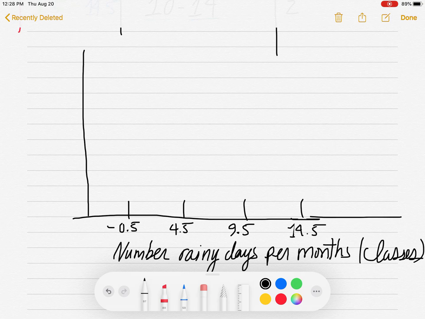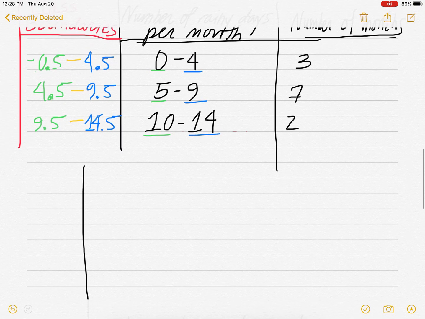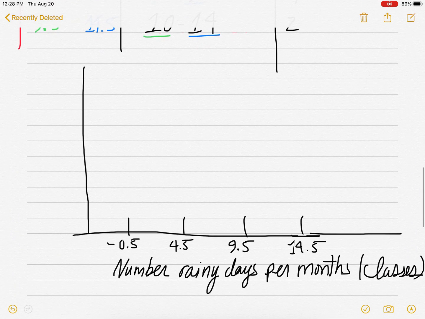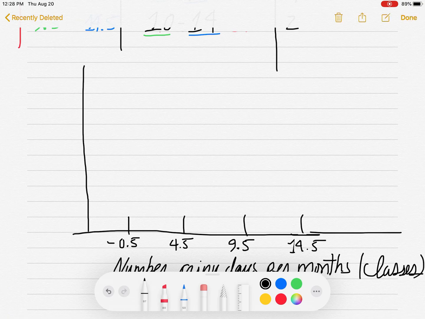Okay. And on the vertical axis, you're going to put the frequency, right? Number of months. Let's see if we can squeeze that in. I'll put NO period of months. It's the abbreviation for number of months. This is our frequency. I'll just write freq.